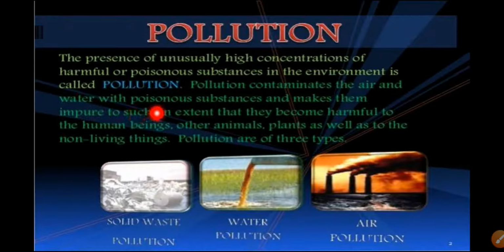Now see here. This contamination of air and water with harmful poisonous substances makes that air and water impure, and such impure air and impure water are very harmful for our health. So human beings and animals are not able to consume that harmful water, and they cannot breathe the air properly, and when they breathe the harmful air, they will have different types of diseases in the future.